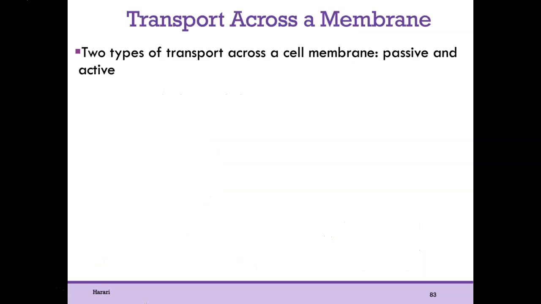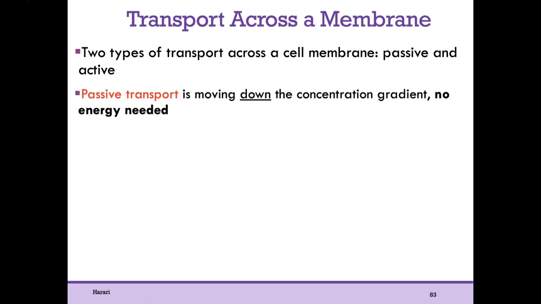So there are two types of transport across the membrane. It could be either passive or active. In passive transport, we're moving down a concentration gradient. We're going from high concentration to low concentration. And whenever you're going from high concentration to low concentration, you do not need energy. So we call that passive transport. The brackets mean concentration. So high concentration to low concentration requires no energy, right?